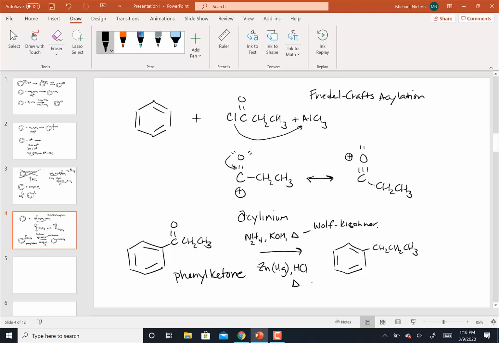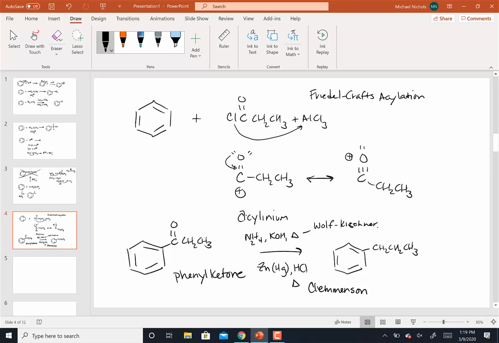Wolff-Kishner reduction, and then the bottom one's called Clemmensen. The names are not sufficient to get you full credit. So you have to know the names. But that's what they're called, both Wolff-Kishner and Clemmensen reductions. So the purpose of Wolff-Kishner-Clemmensen is to reduce phenyl ketones.